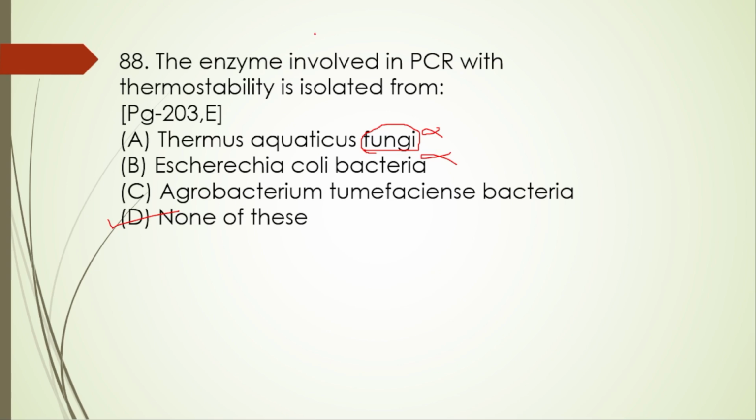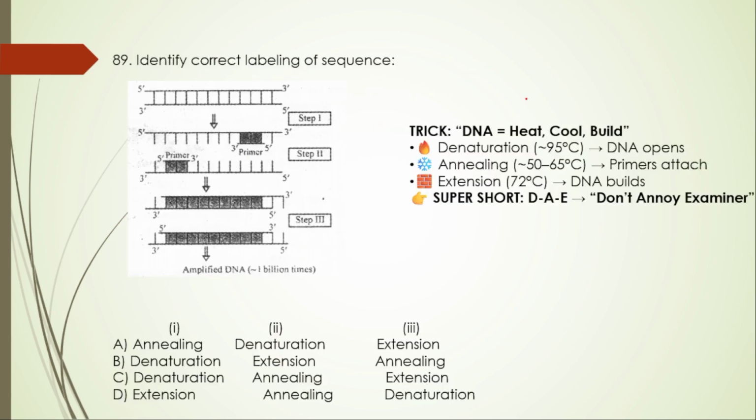So here, the enzyme involved in PCR with thermostability is isolated from. What is thermostability? The enzyme which is used is Taq DNA polymerase, and the source of that is Thermus aquaticus, but it is a bacterium, not a fungus. Okay, Taq pol, or else you can also call it Taq polymerase, which is from a bacterium, not a fungus. So here, identify the correct labeling of the sequence.